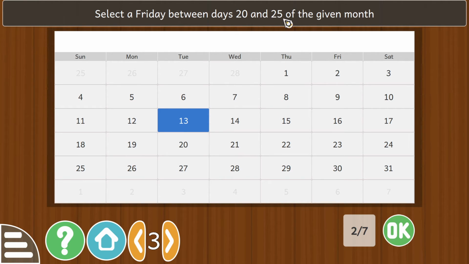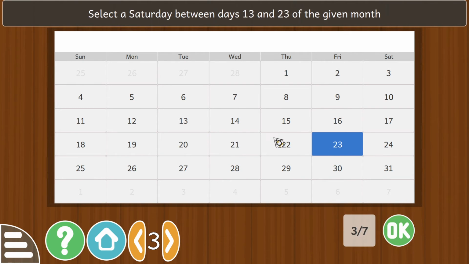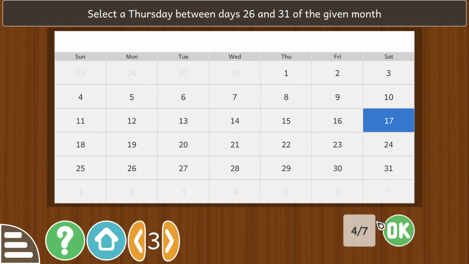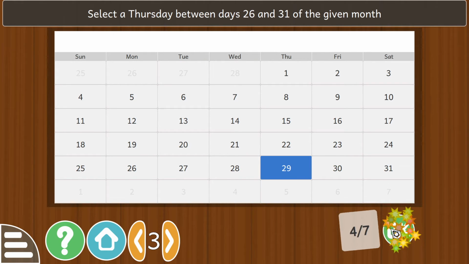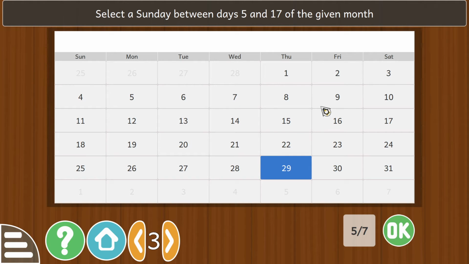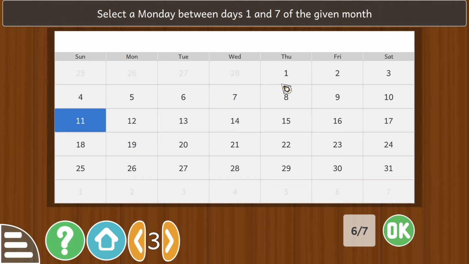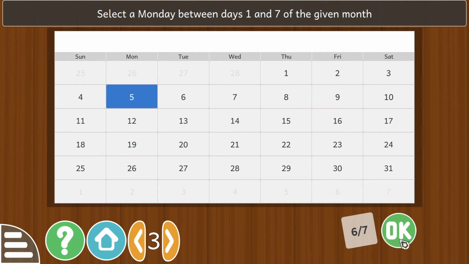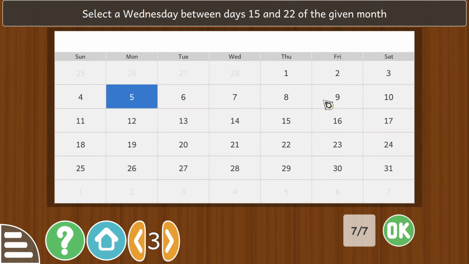So select a Friday between the 20th and the 25th. The 20th, 25th, Friday, 23rd. Saturday between 13th and 23rd. 17th. Thursday between 26th and 31st, so the 29th. A Sunday between the 5th and the 17th. A Monday between the 1st and the 7th, so that's the first Monday of the month. And select a Wednesday between the 15th and 22nd.